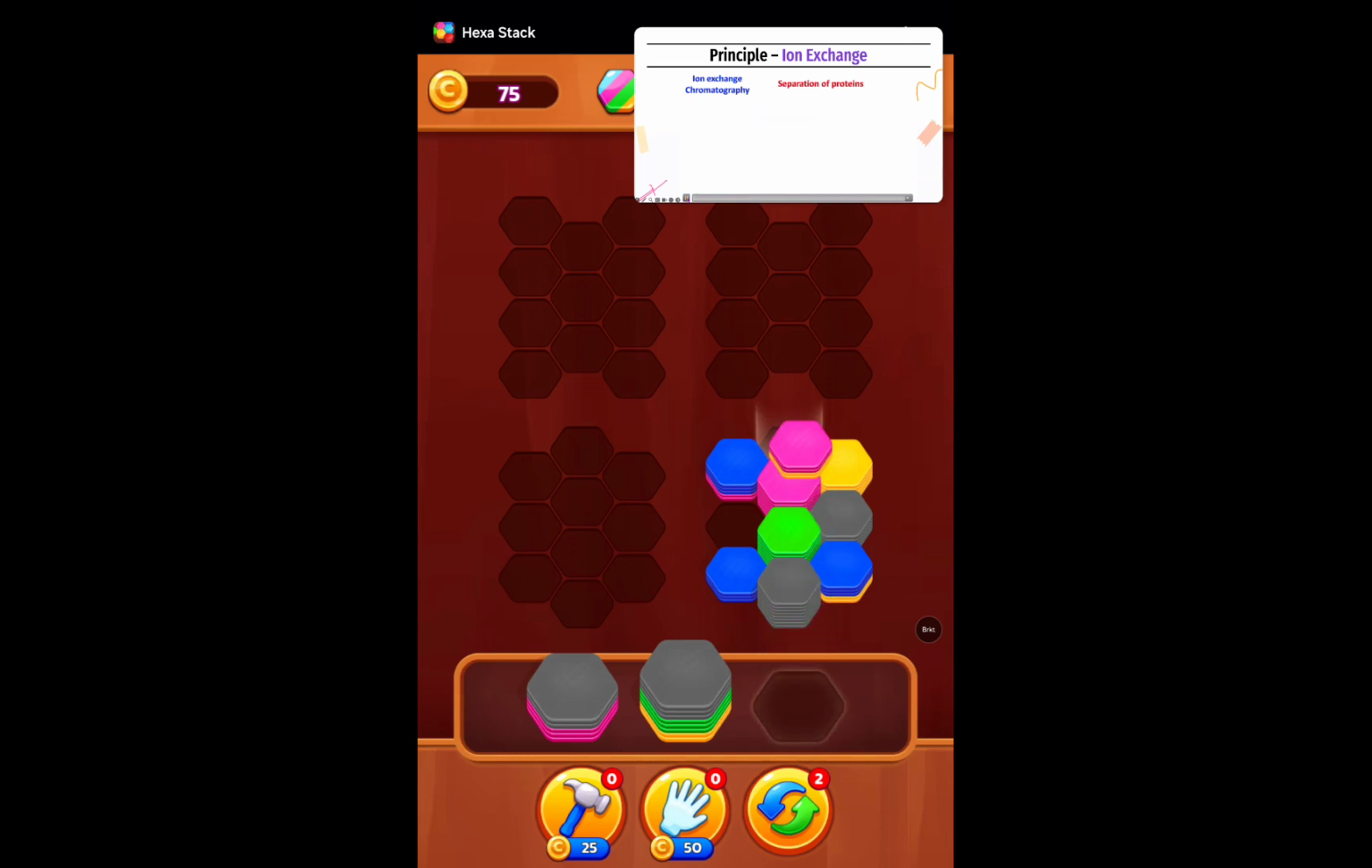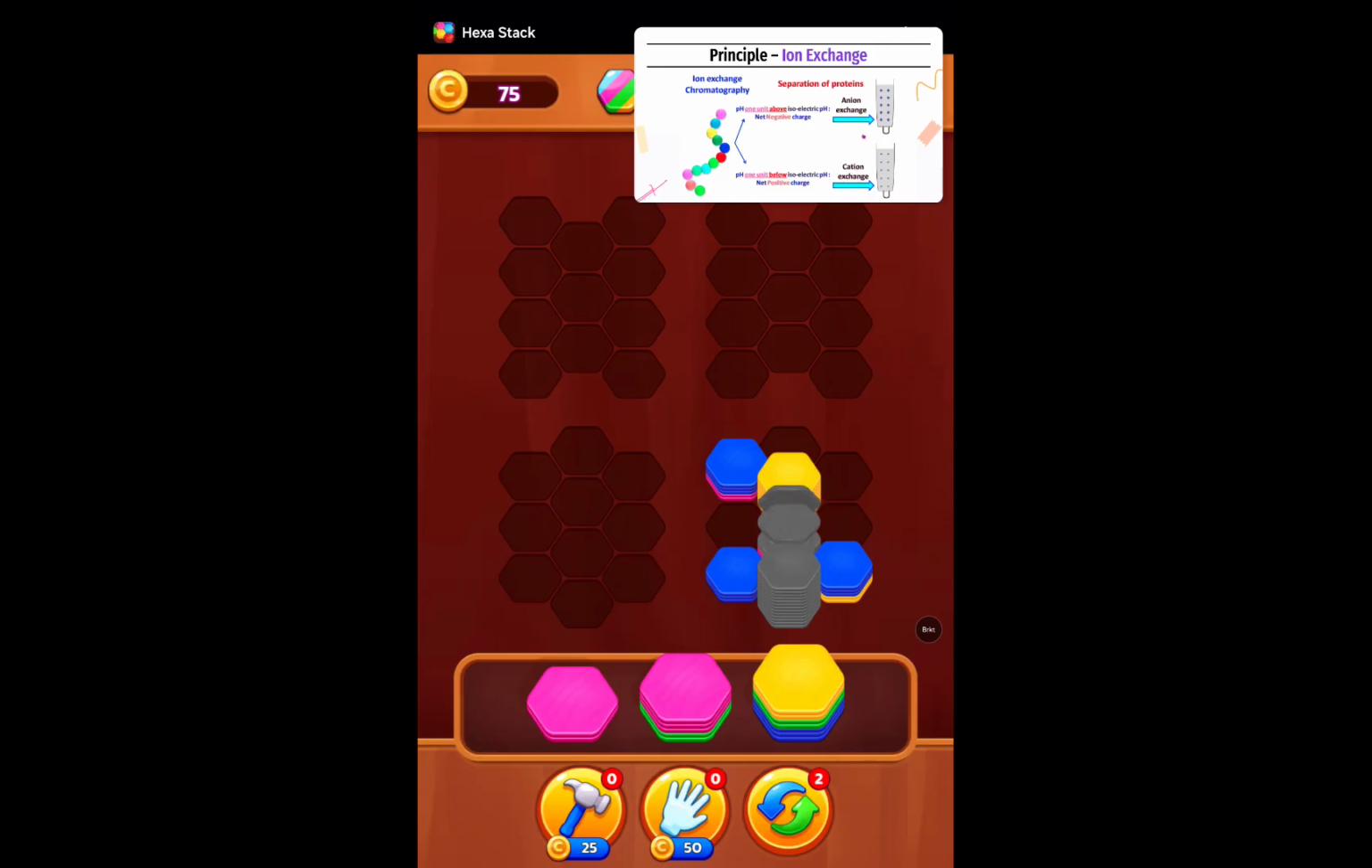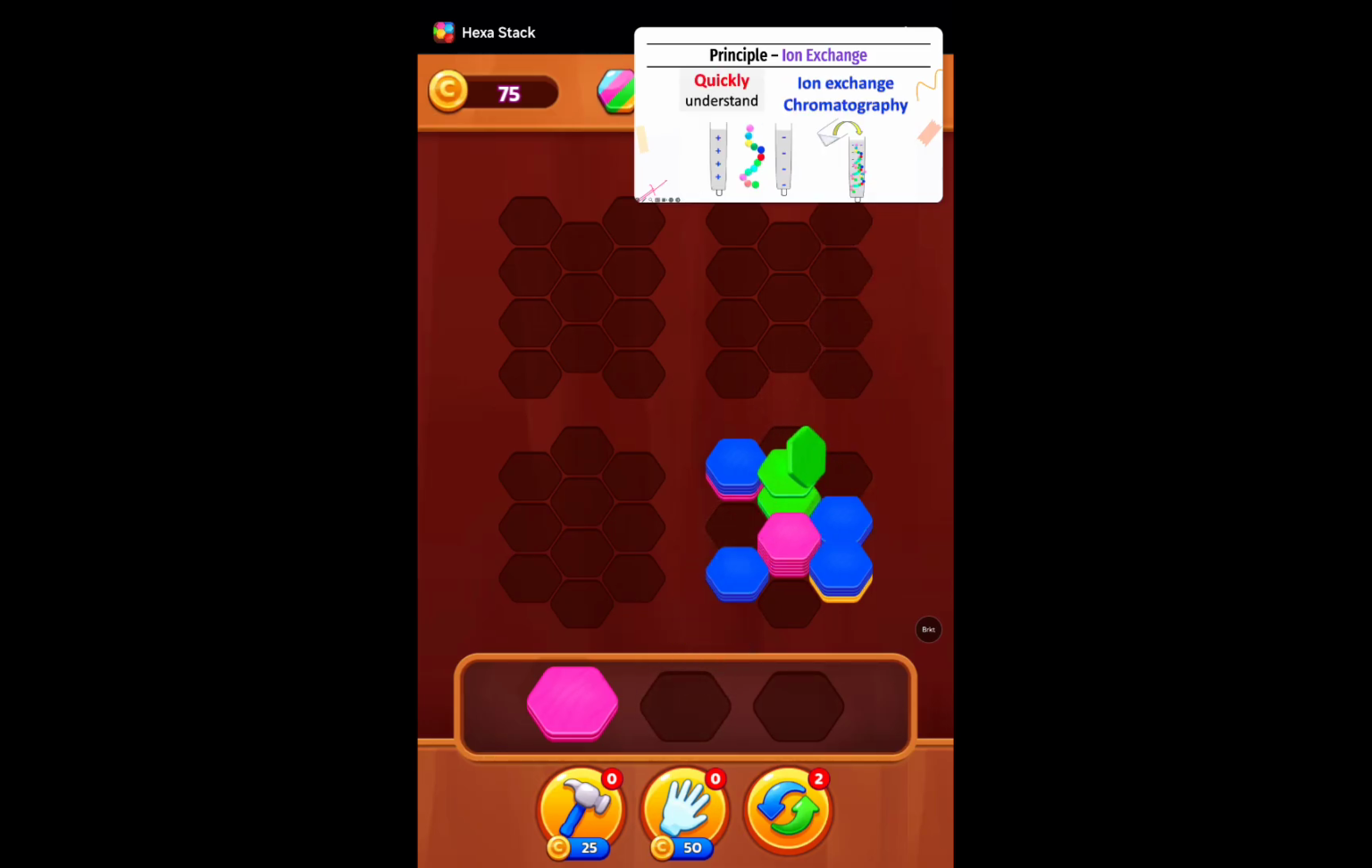The main principle is that you have to understand the isoelectric point of your sample first, right? Then you can run through the mobile phase. Then you can change the pH to remove the compound out. So this is how ion exchange works. Okay.